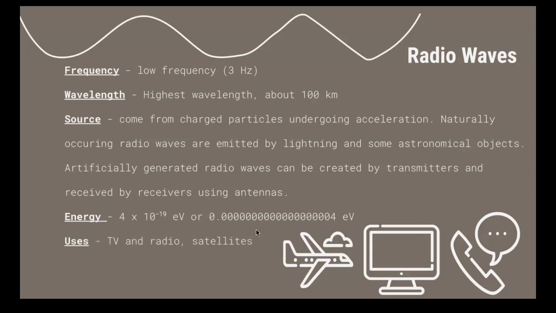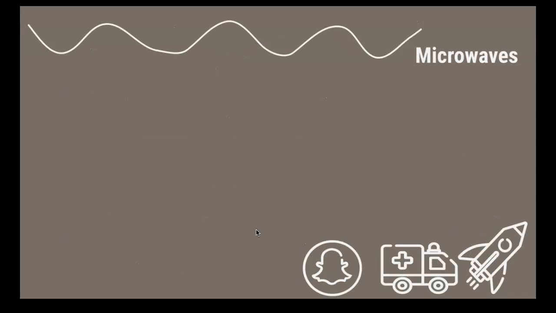Some of the things that we can use radio waves for are TV and radio, satellite signals, air traffic control, telephones. All of those things use radio waves. So I would say a lot of really important things that we use on a day-to-day basis.